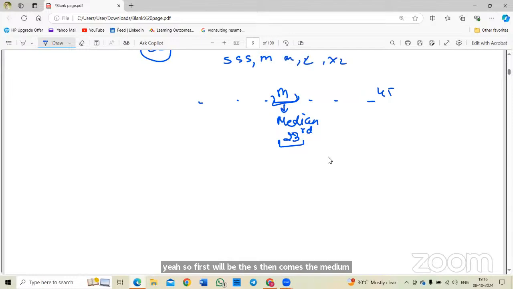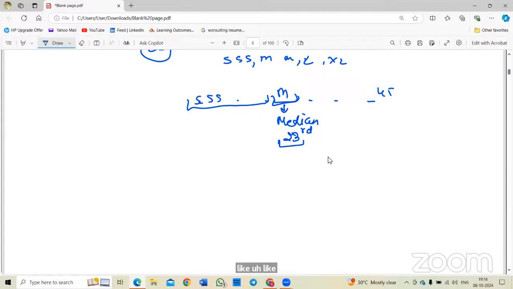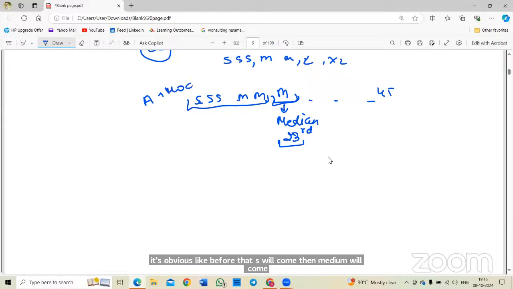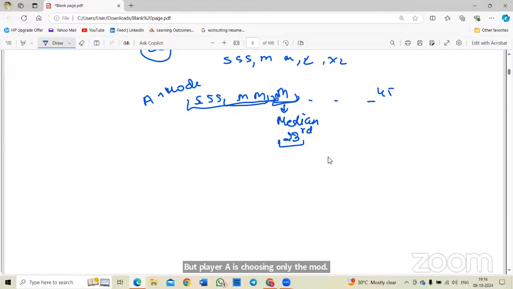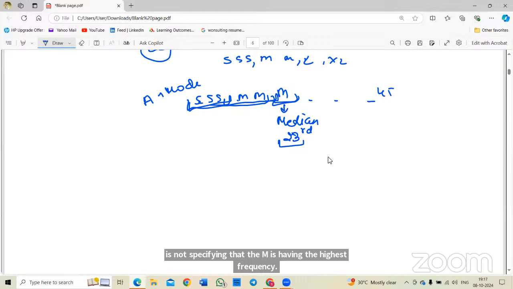All right, ma'am. So before, it is given that medium size is the median. So before that, S will come, then medium will come. But player A is choosing only the mode. This is not specifying that M has the highest frequency, because we have S also on the left side. That's why this option is wrong.